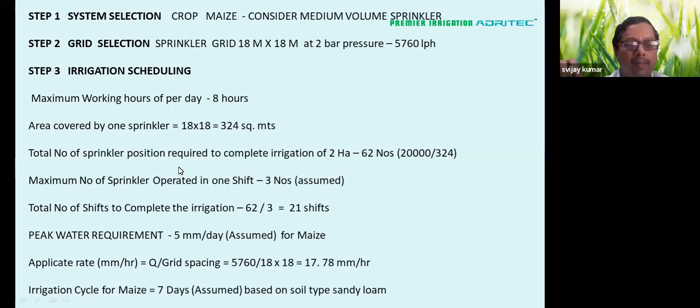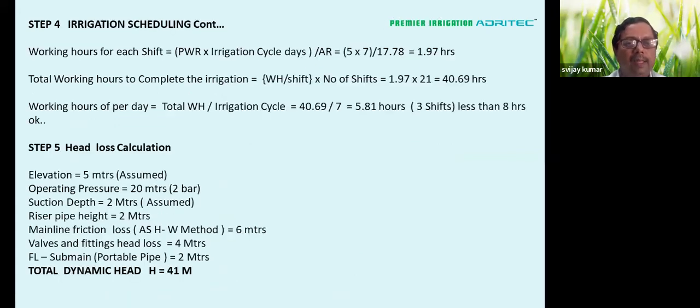Now, the peak water requirement in a particular place is assumed to be 5 millimeters per day. And we have already calculated the application rate, like I told you, the discharge divided by the grid spacing, which we had got as 17.78. And the irrigation cycle for maize is going to be around 7 days, based on the sandy loam soil here. For the irrigation scheduling, we further have to find out how many hours we have to work for each shift. This I already told you.